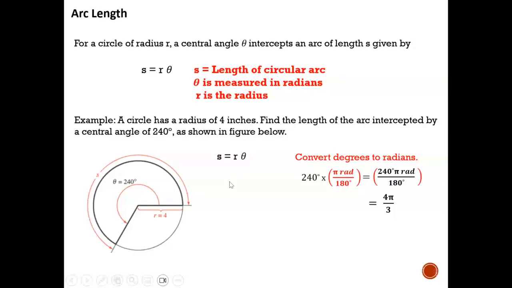Okay, so now let's plug everything into the formula. My radius is 4 inches, and my theta is 240 degrees, converted to radians, which gives us 4 pi over 3. This will give us 16 pi over 3. Approximately, it's going to give us something like 16.76 inches. So this arc length is equal to 16.76 inches.